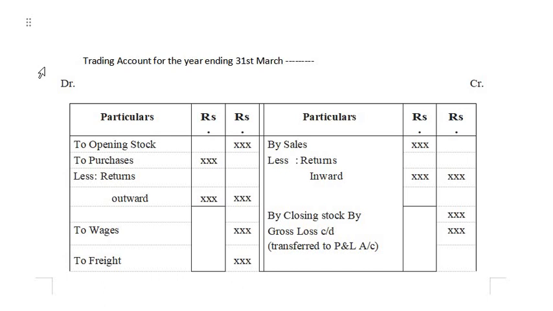The final account consists of a three-tier structure. Number one will be the trading account, number two will be the profit and loss account, and number three will be the balance sheet. First, in the final account, we are going to discuss the trading account.